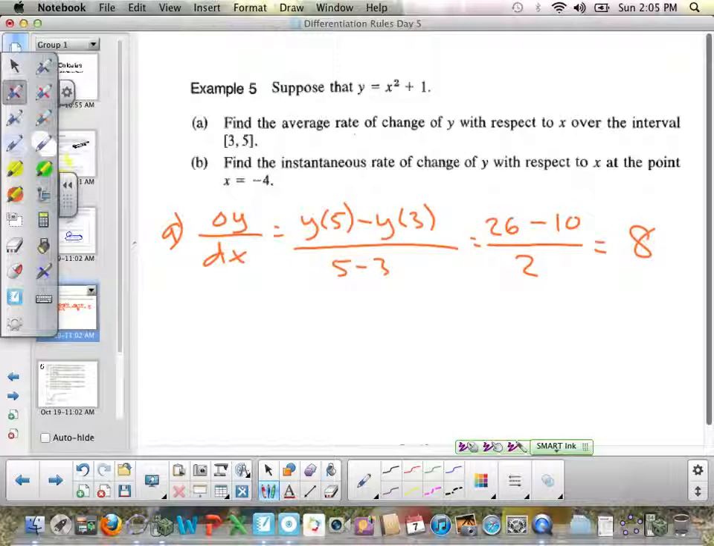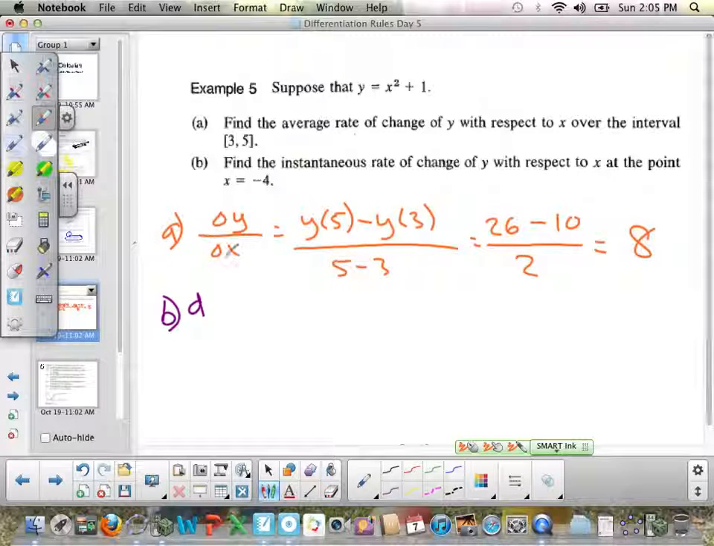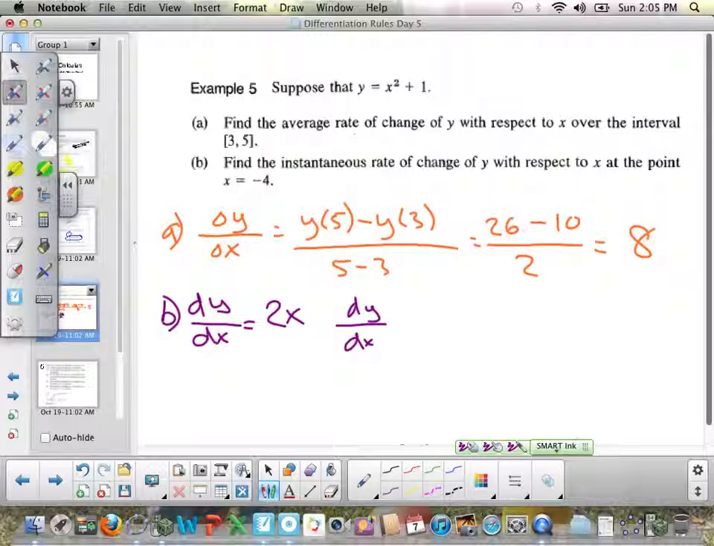For B, find the instantaneous rate of change of y with respect to x at the point x equals -4. I was trying to change my incorrect work on the first one to be correct while thinking about the next one. Because it's instantaneous rate of change for B, it'll be dy/dx, which is our derivative. So I'll take the derivative of my function, 2x, and I will substitute in my point. The derivative of y with respect to x when x equals -4 is -8.